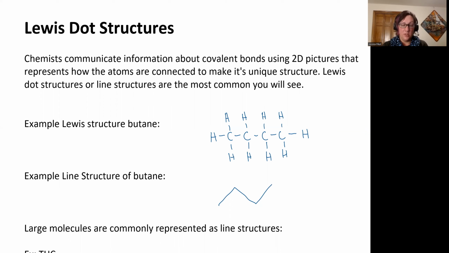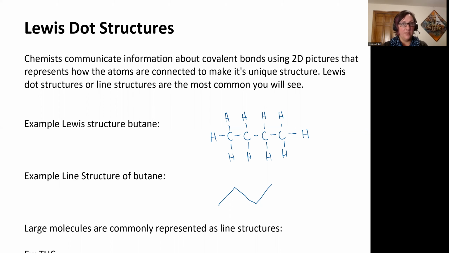And that order is important because it creates the geometry, the shape of the molecule, that defines its behavior. So Lewis dot structures still have a lot of information visible. They show all hydrogens and carbons, but they show less information about the geometry with which they're all connected.